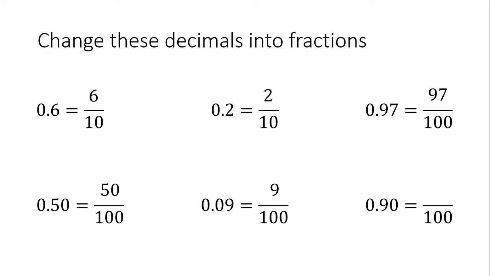9 hundredths. And finally, in the bottom right, we've got 0.90. How many hundredths is that going to be? 90 hundredths. Make sure we pay attention to where the 0 is. In this case, the 9 is in the hundredths place, but in this case, the 9 is over here, so it needs to be 90 hundredths. Okay.